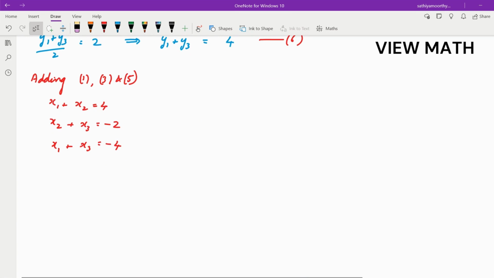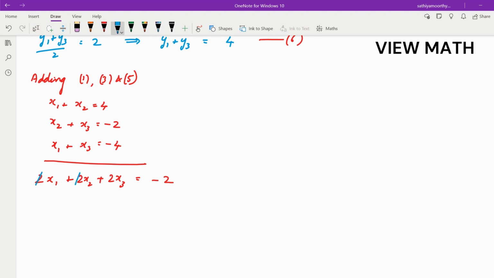So let me add the three equations. If I add, on the left hand side I can see 2x1 plus 2x2 plus 2x3 is equal to, on the right hand side, 4 and minus 4 get cancelled, so it is equal to minus 2. Let me simplify this equation. 2 is common throughout, so I can cancel the 2 throughout. So I am getting x1 plus x2 plus x3 is equal to minus 1.